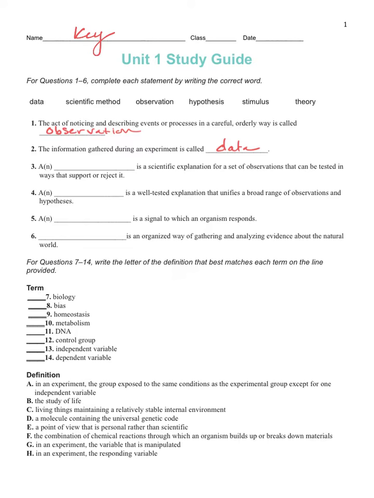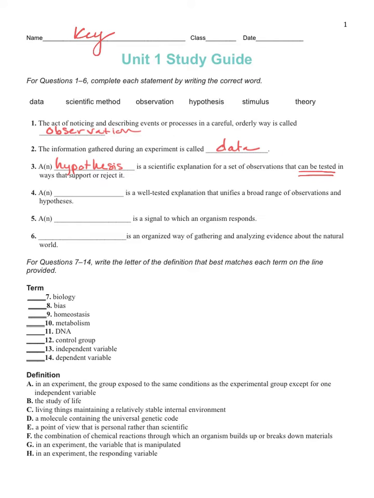Number 3 says blank is a scientific explanation for a series of observations that can be tested in ways that support or reject it. So this is a hypothesis. A hypothesis is a prediction that can be tested. That's a very key feature to a hypothesis.